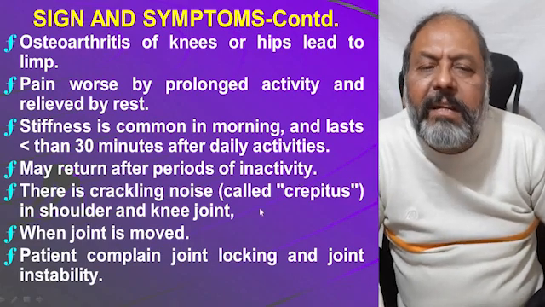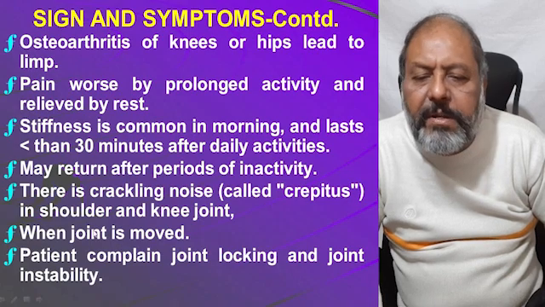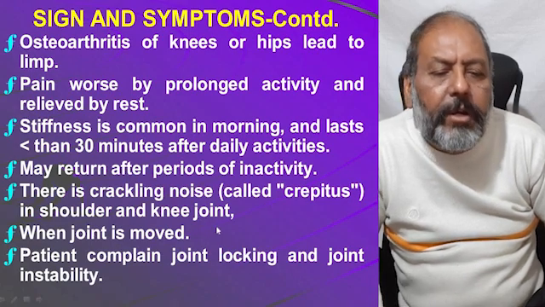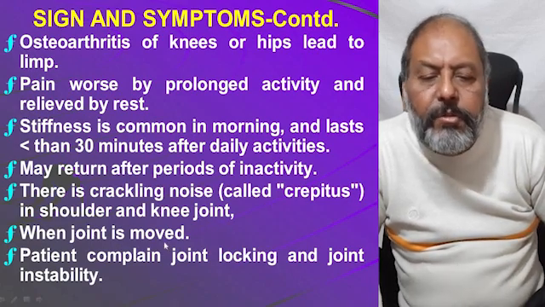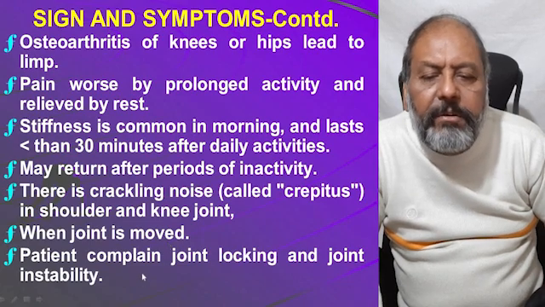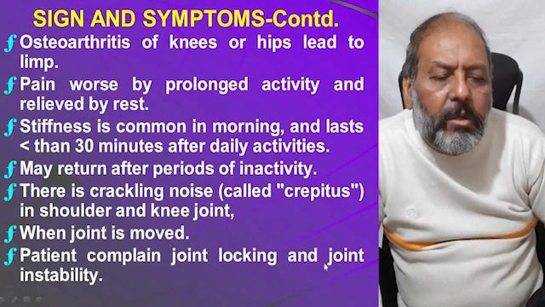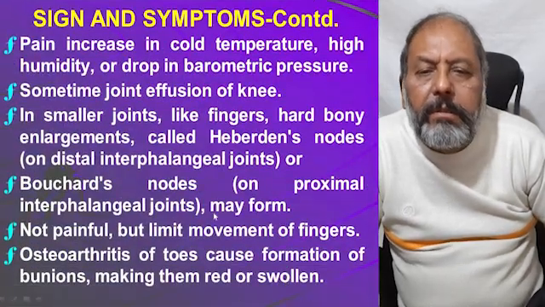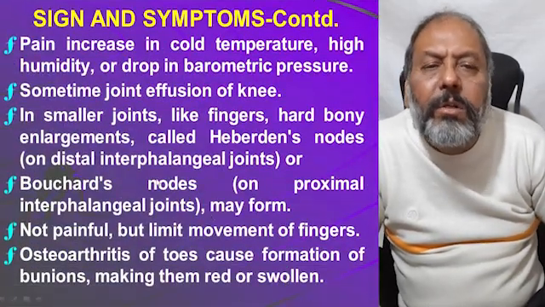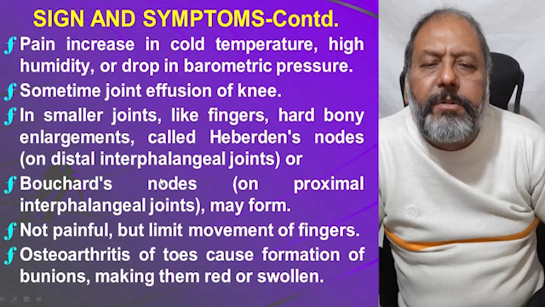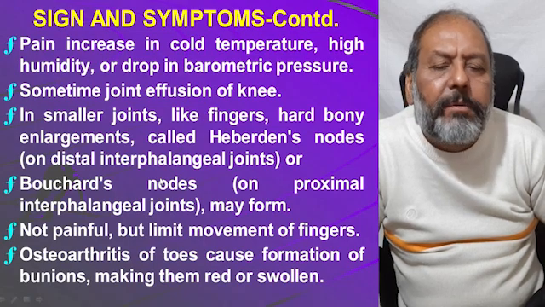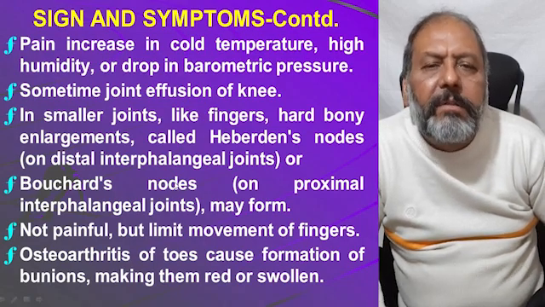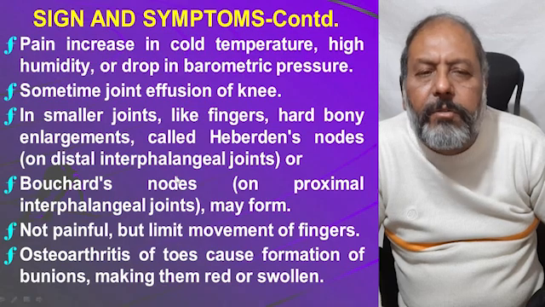There is a crackling noise called crepitus in the shoulder and the knee joint. When the joint is moved, patients complain of joint locking and joint instability. Pain increases in cold temperature, high humidity, or a drop in barometric pressure. Sometimes joint fusion of the knee also occurs.